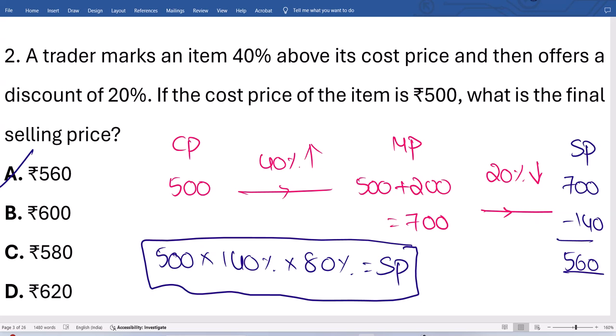500 into 140% means 140 divided by 100, 80% means 80 divided by 100. Do that cancellation, you will get the answer. If you want, you can do it like this also, step by step process or directly one equation. Simplifying that, you can get the answer 560. Alright, okay, profit and loss. Next question.